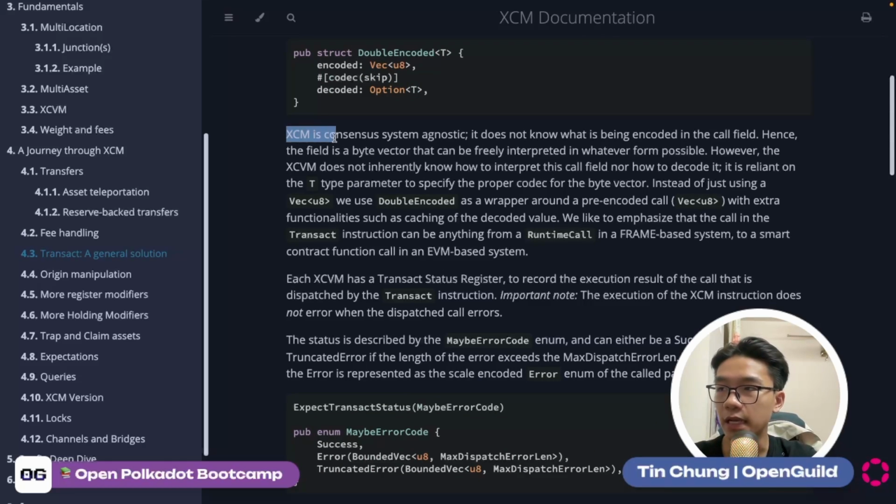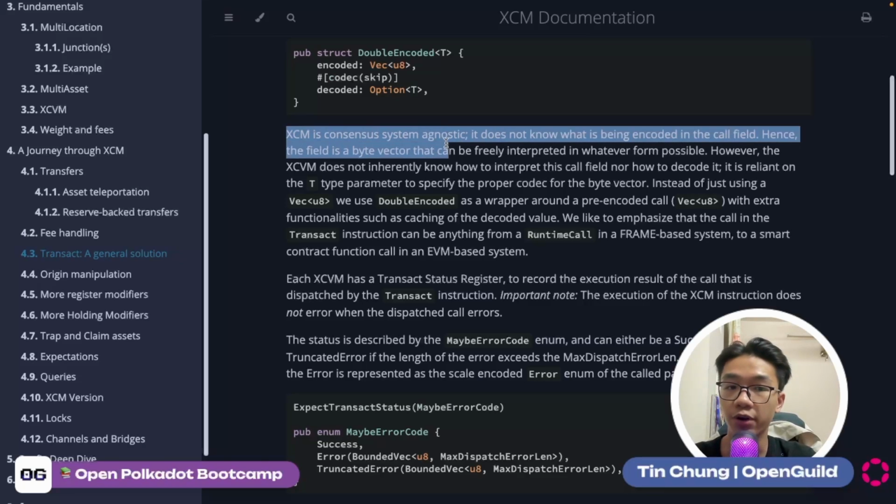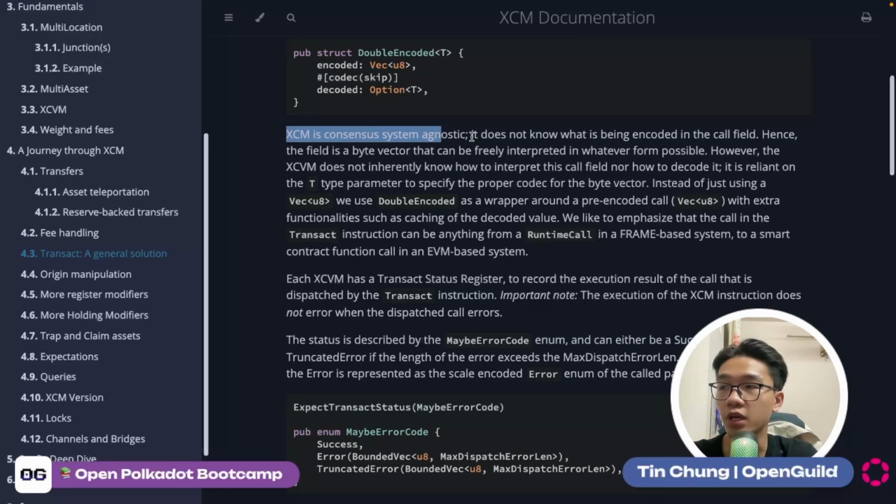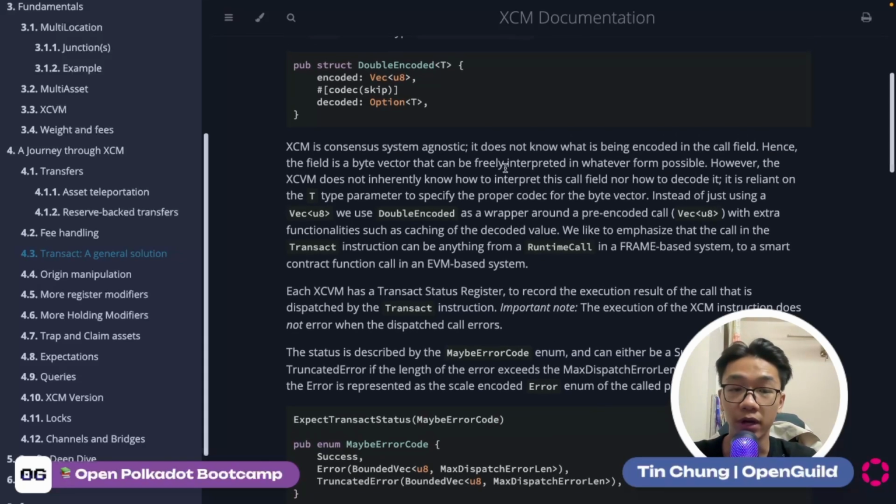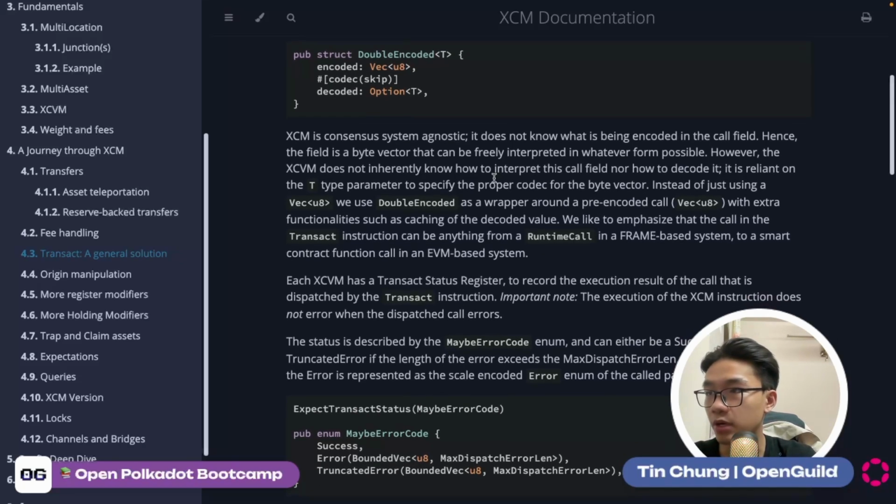One thing must be pointed out: XCM is consensus-system agnostic, as we learned in the previous lesson. So it does not need to know what is being encoded in the call field. Hence the field is a byte vector that can be freely interpreted in whatever form possible. You can send basically a hello world string, encode it into a Vec<u8>, and pass this into a double encoded call, and no one knows what this means because it's simply a byte vector. However, the XCVM does not inherently know how to interpret this call field, nor how to decode it. So it relies on the T type parameter to specify the proper codec for the byte vector.